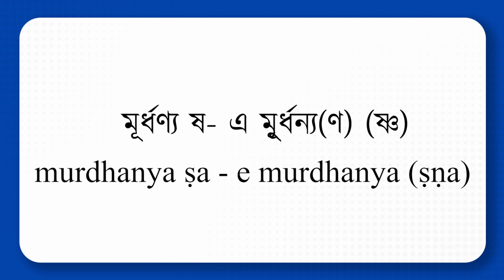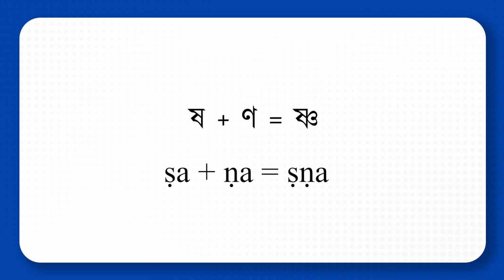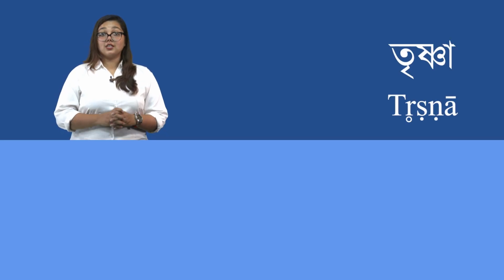The third conjunct we have is Mordhanya Shoy Mordhanya. Here, the consonants Mordhanya Sho and Mordhanya coalesce to forge a cluster, yielding a typographical form that is markedly distinct from their individual representations. This morphological phenomenon is exemplified in lexemes such as Trishna, which denotes thirst, and Ushno, which means lukewarm.